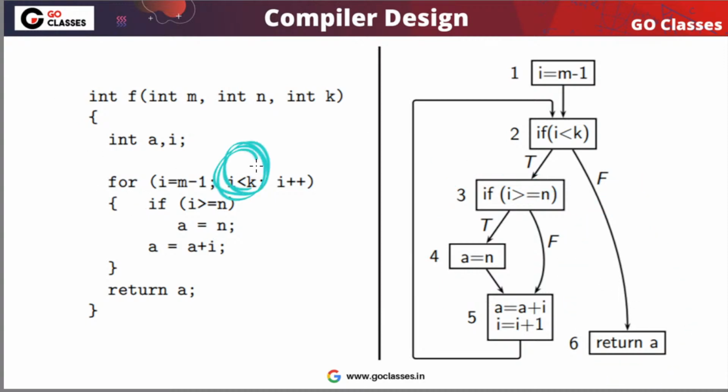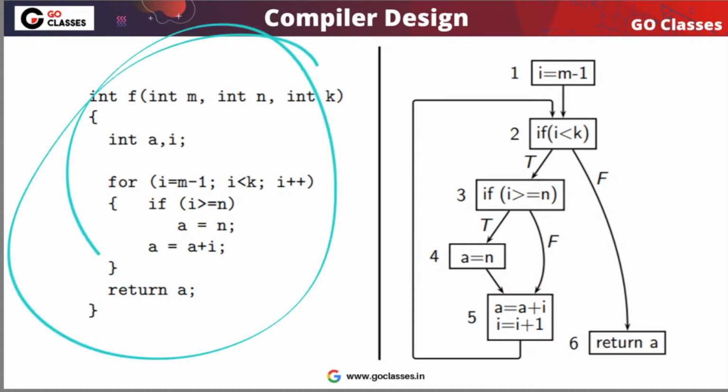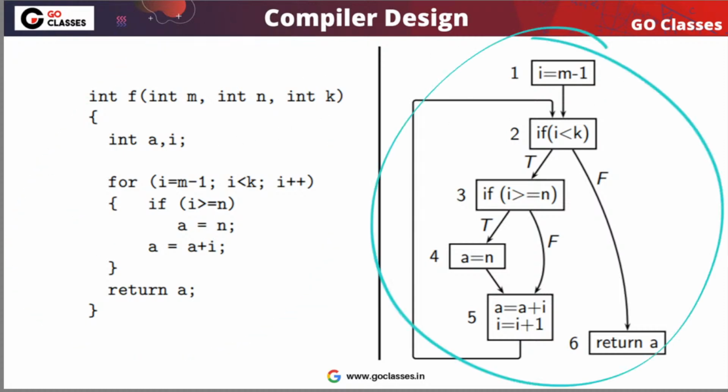So you can notice this condition. If this condition is true, you will go here. If this condition is false, you will go here. Similarly, if this is true, then you will check this. If this condition is true, you will go here. If this condition is false, you will go here, and then this I plus plus will happen. So for this program, you can write the control flow graph like this.